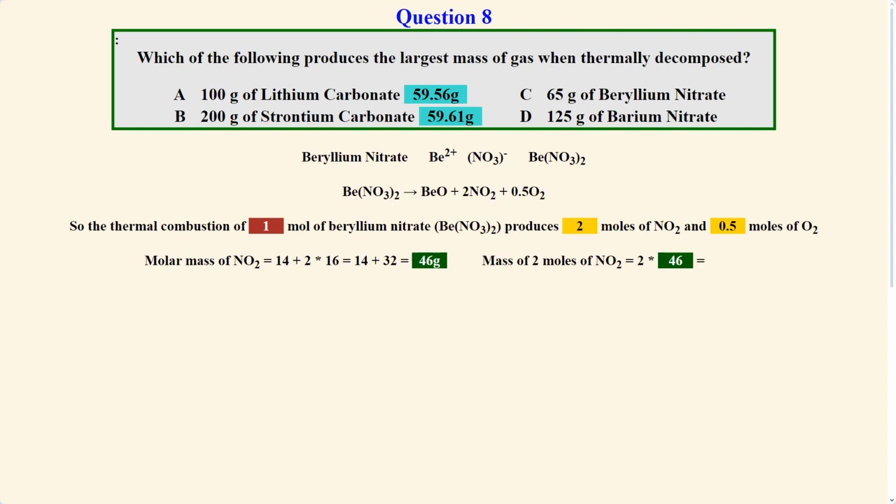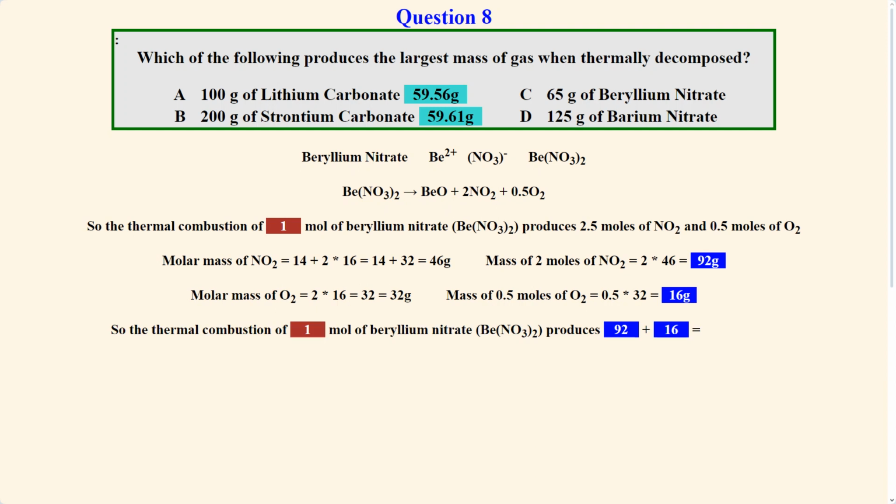So the mass of that will be 2 times 46, 92 grams. Let's go now to the oxygen. 16 is the atomic mass, and we got O2, so 2 times 16, 32. But we've only got 0.5 moles in the equation, so we want half of that. 0.5 times 32, 16 grams.